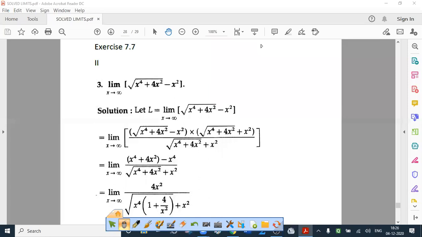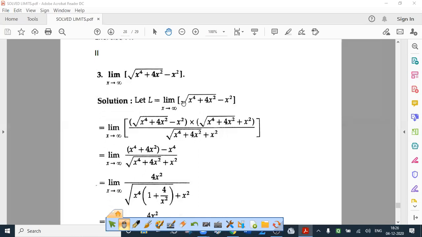Now the next one: limit x tends to infinity of root of (x raised to 4 plus 4x square) minus x square. See, if you say this is x square plus 2x, then obviously the answer is wrong and you will blame calculus. That is ridiculous. How can you simplify this? Root of (x raised to 4 plus 4x square): at the most you can say take x square common to get x in bracket root of (x square plus 4).